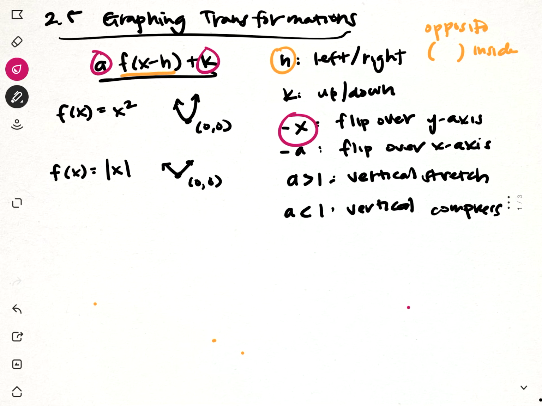Our a determines a lot of things. If it's negative, then it flips it over the x-axis. If a is greater than 1, it's going to be a vertical stretch. Let's say we have a parabola, x squared. If we did 4x squared, it would stretch it upwards and make it look a lot skinnier.